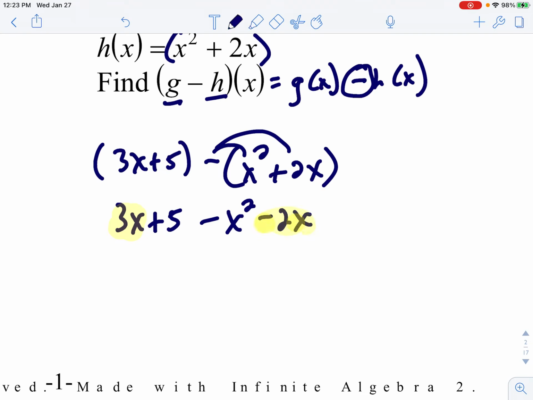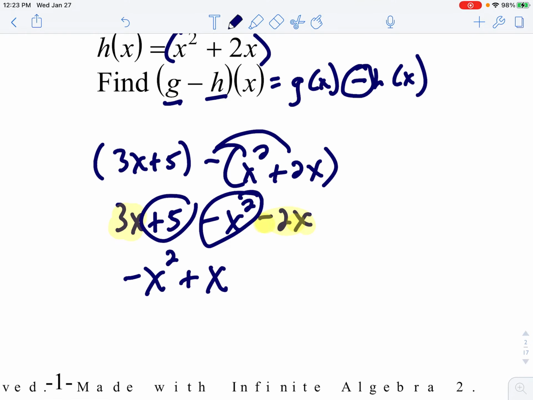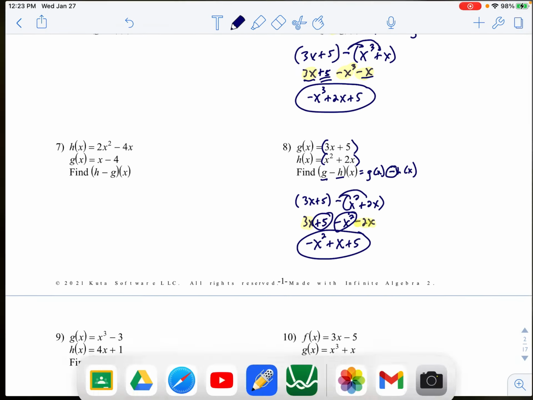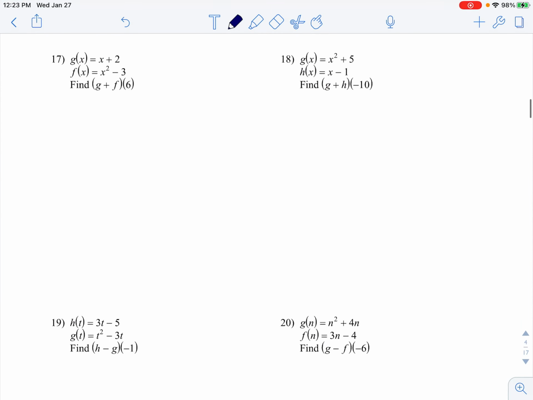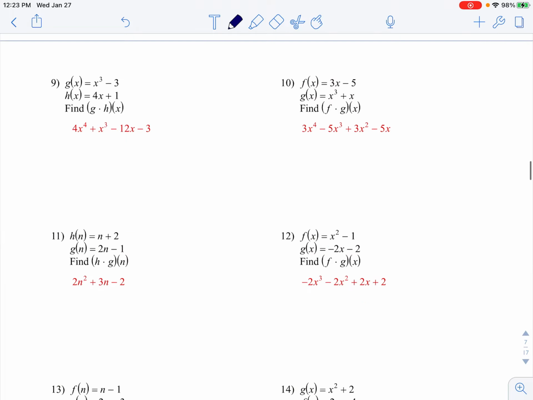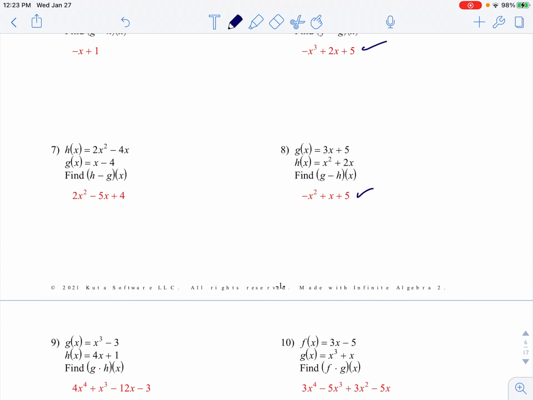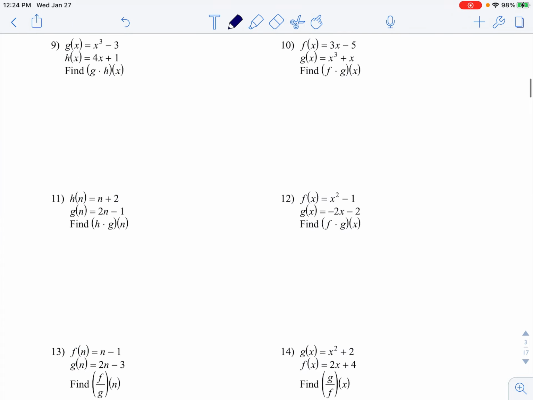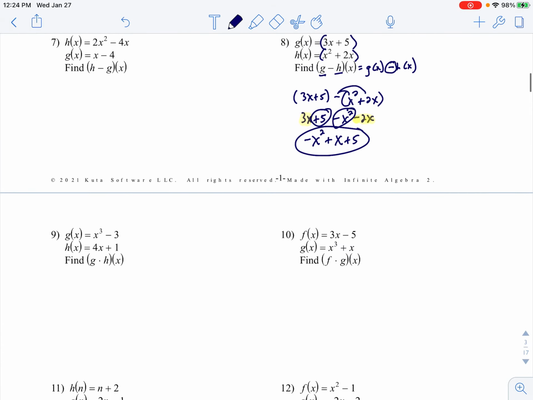So, okay, let me put the minus x squared first. That's the highest power. And then 3x minus 2x is positive 1x. And then bring down the plus 5. And that should be that. Check number 8. And that looks about right. So, moving right along here, hopefully you're finding these fairly simple and straightforward.